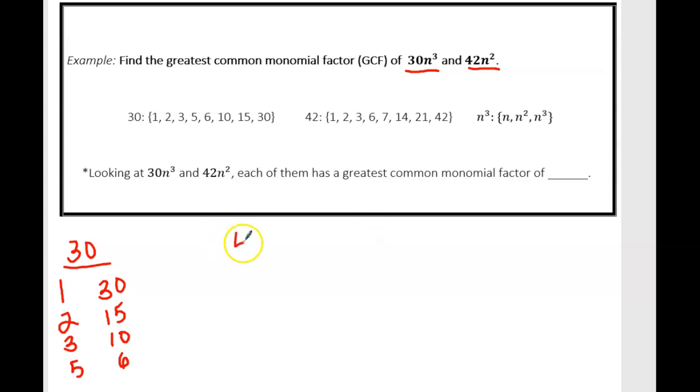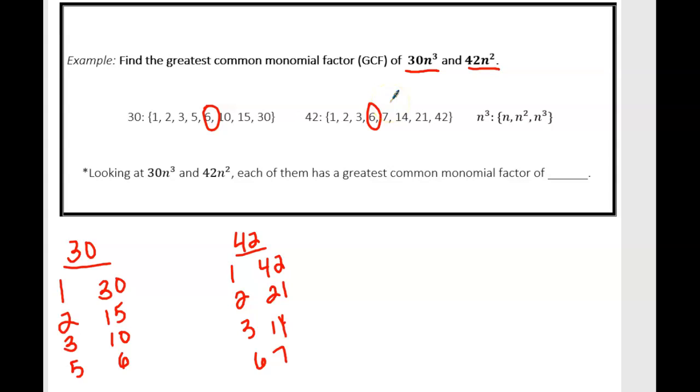Doing the same thing for the number 42, I have 1 times 42, 2 times 21, 3 times 14, and 6 times 7. So I listed them all here. The greatest common factor would be 6. That's looking at the coefficient piece.